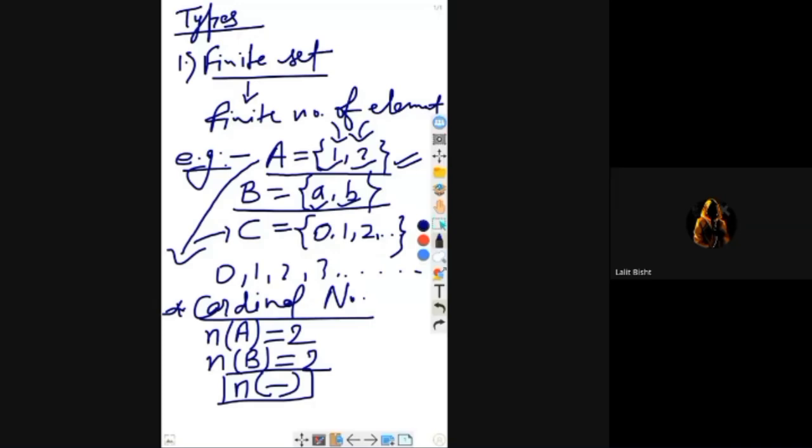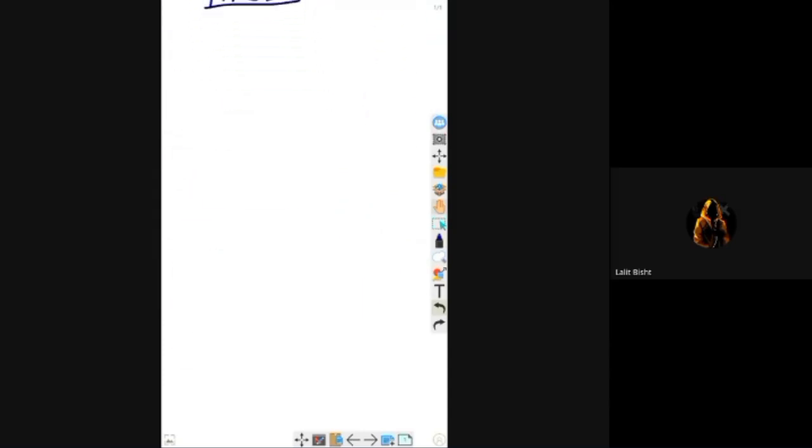Just like here, A is the set having elements 1 and 2, and B is the set having elements a and b. The number of elements in A, that is the cardinality of A, will be 2, and the number of elements in B, that is the cardinality of B, is also 2. Now, the next type of set is the empty set.